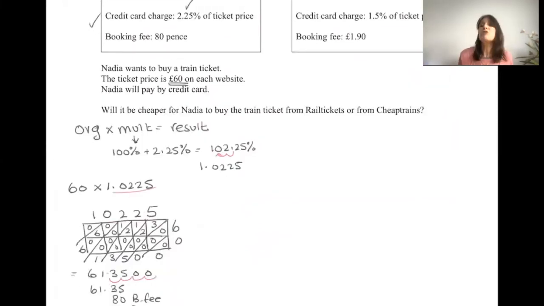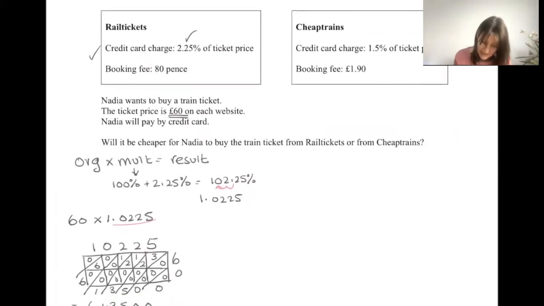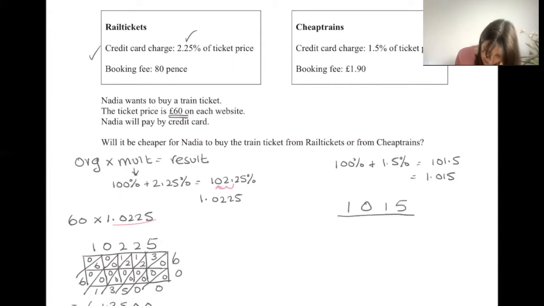You've then got to go through the whole process again for cheap trains. So they're charging 1.5%. So my multiplier here is going to be 100% plus 1.5%, which is 101.5. The decimal version being 1.015. So let's put that in. We've got the digits 1015 to go into the grid.